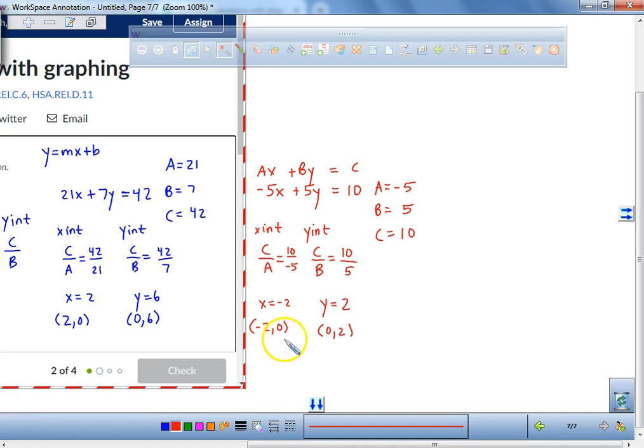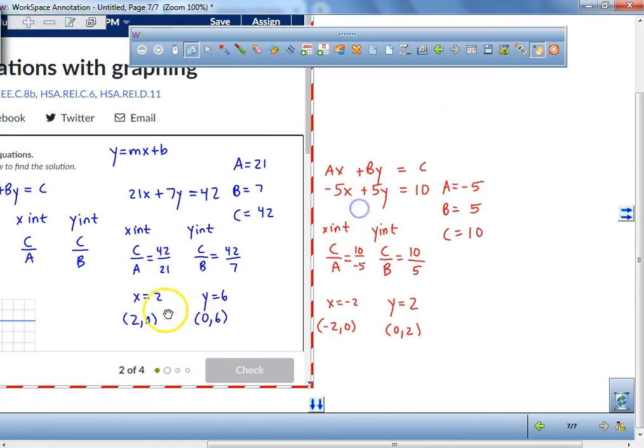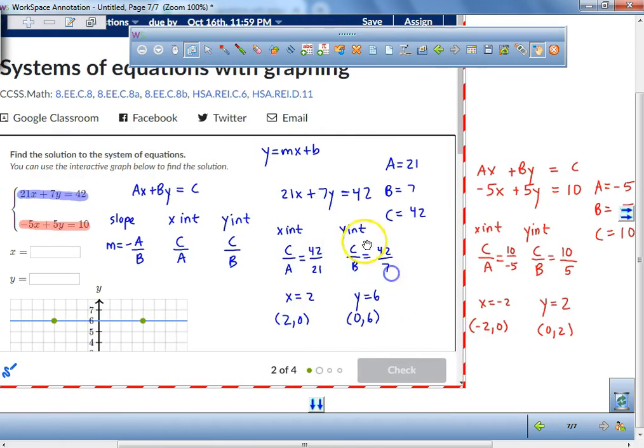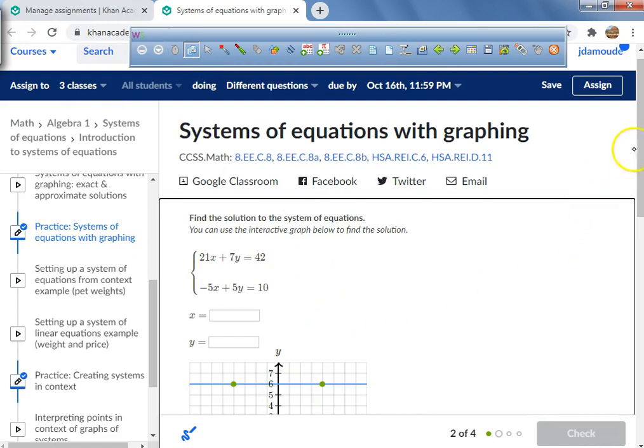So here's what I want you guys to do. You're going to help me. Remember, 2, 0, 0, 6, and negative 2, 0, 0, 2. So here we go. Let's take a look at our widgets. You're like, what the heck is a widget?